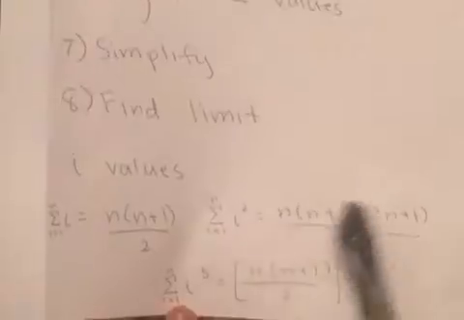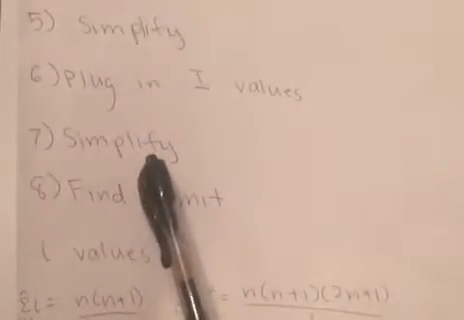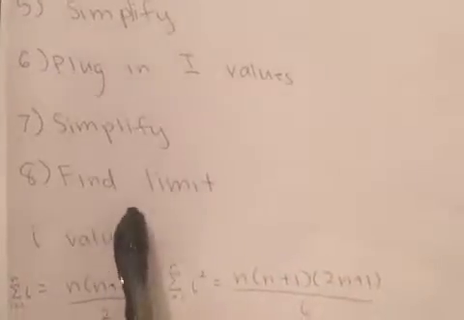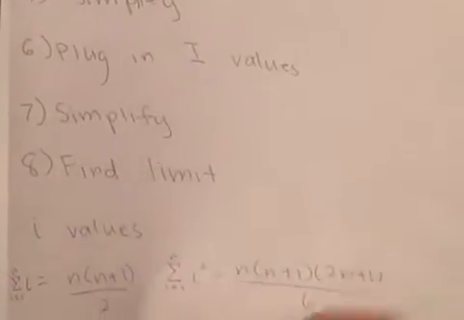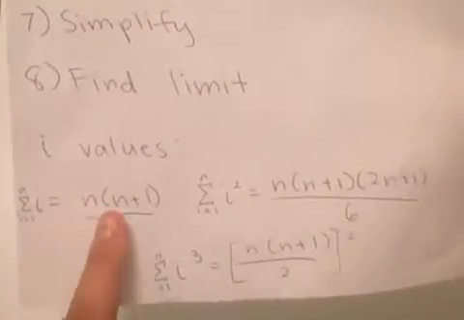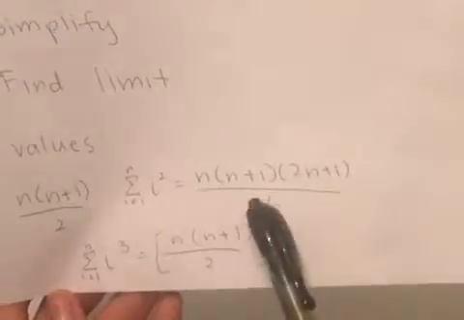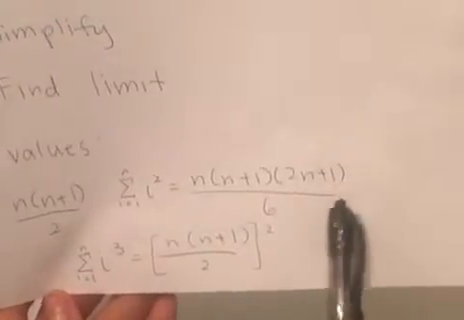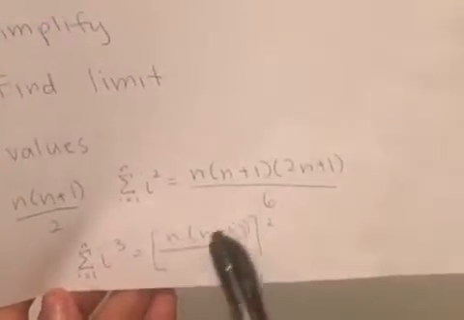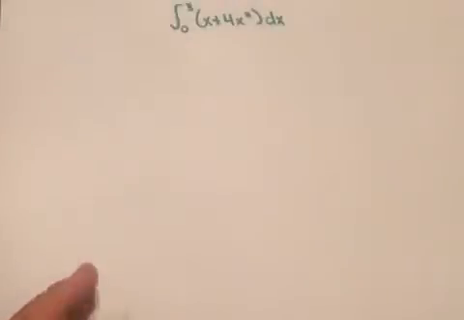And then you need to simplify even more. And then finally, you can start finding the limit towards infinity. And here are the various i values that we will need, and you will need to memorize these for further use. And it includes i squared, and also i cubed. And these will be very useful for tests or quizzes.